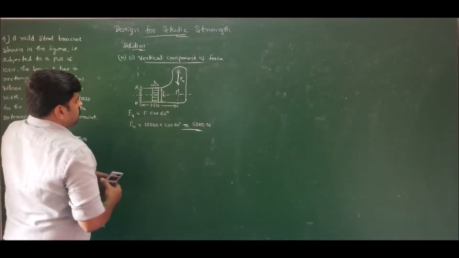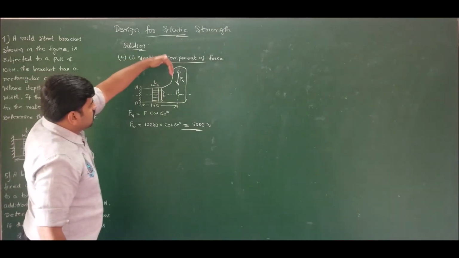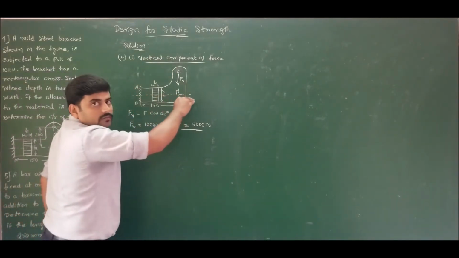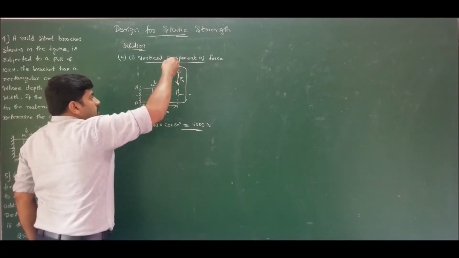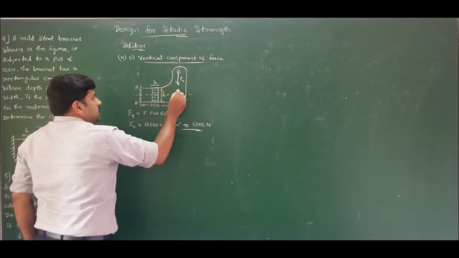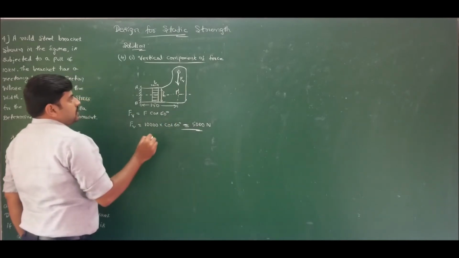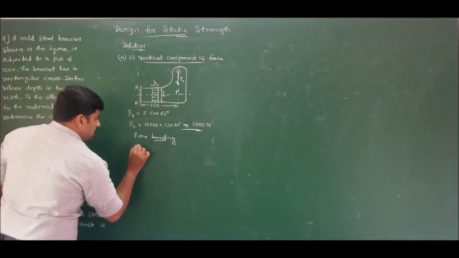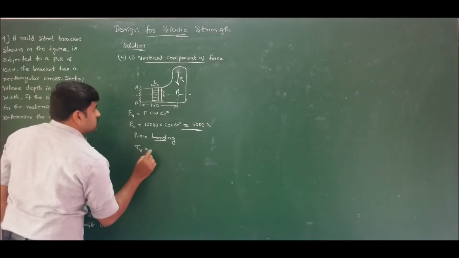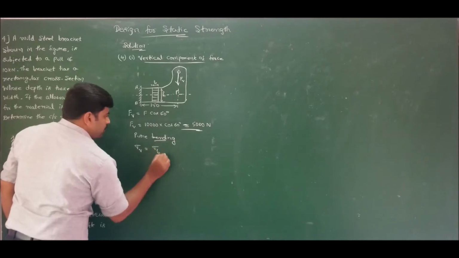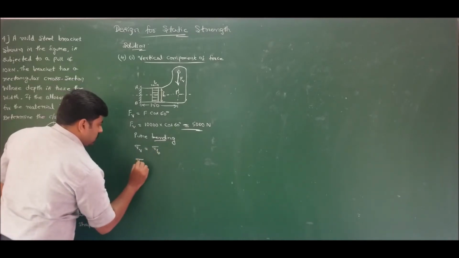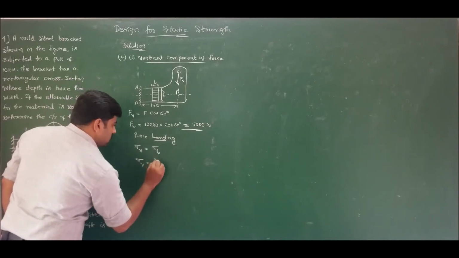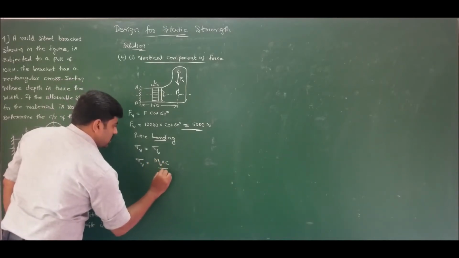Now if you clearly observe, this is causing pure bending because this is the centroidal axis of the cross section and the line of action of force is orthogonal to the centroidal axis. Hence, this is the case of pure bending. Therefore, stress induced due to vertical component of force will be equal to pure bending stress. The equation is already known to us, which is Mb into c by I.